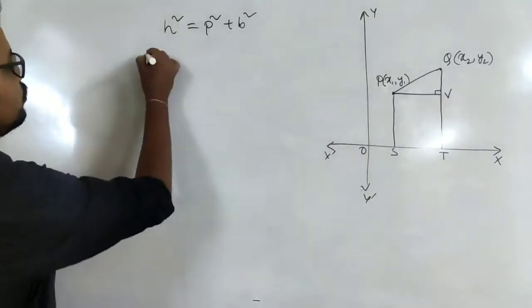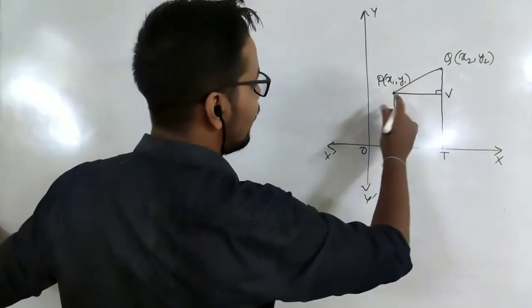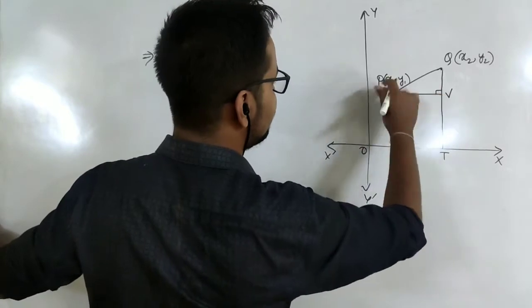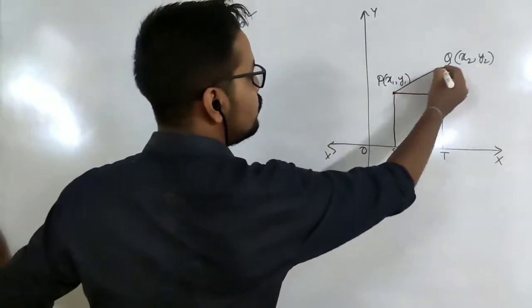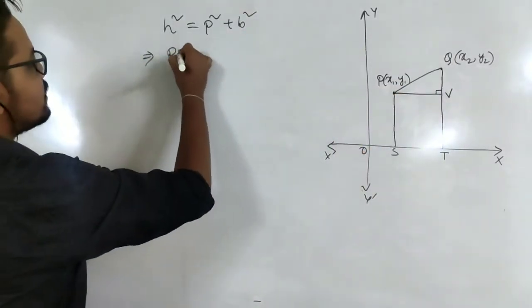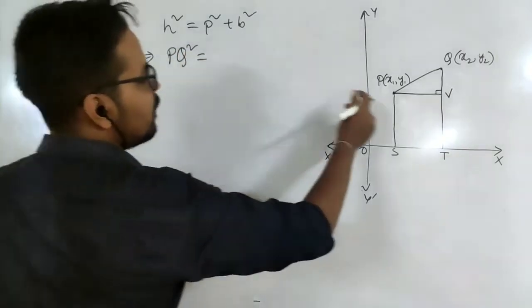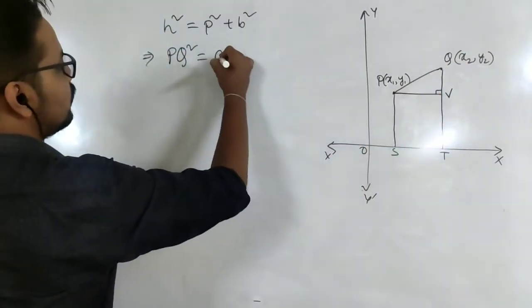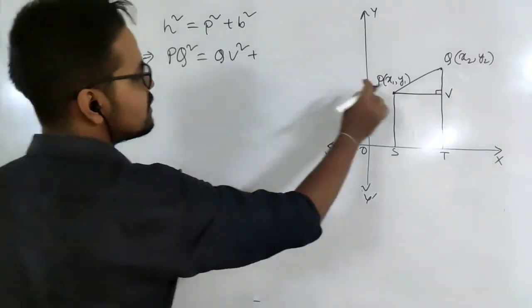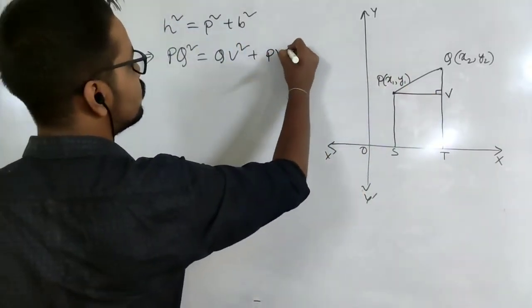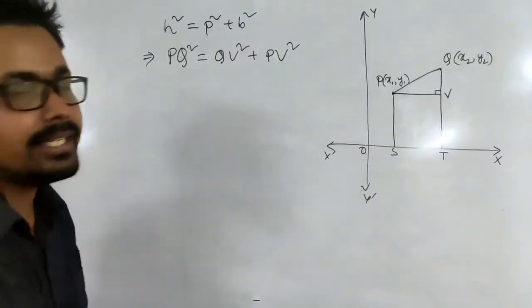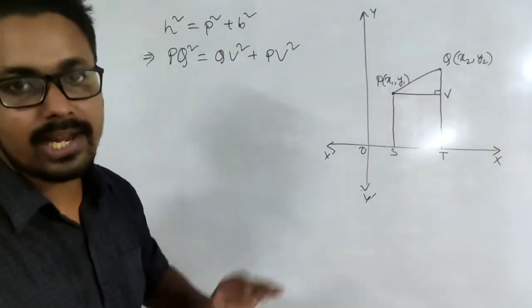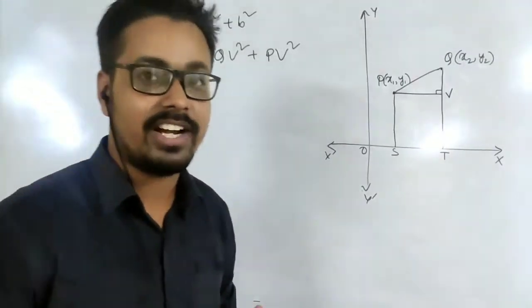So what is the hypotenuse here in this triangle? Okay, I have not given this name, let it be, okay, this is P. So hypotenuse is PQ. This PQ square, perpendicular is QV square plus PV square. Now the thing is, I don't know any of these values. I have no idea what these values are. So let's find out.